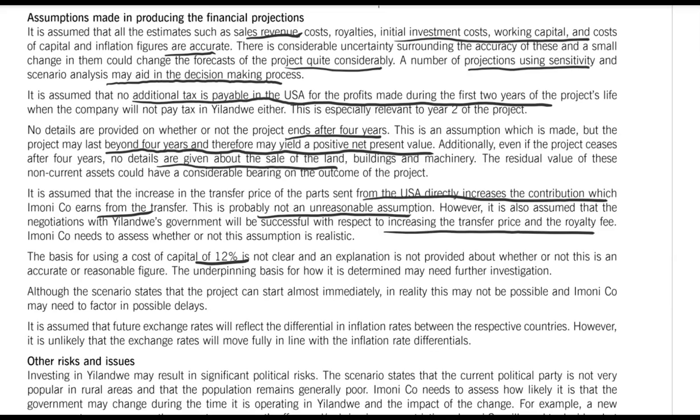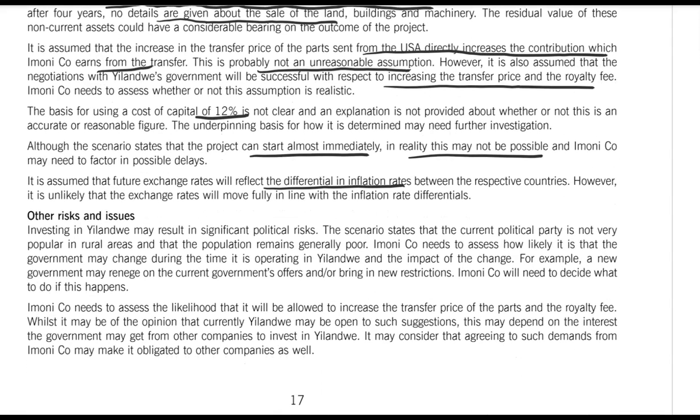Although the scenario states that the project can start almost immediately, in reality this may not be possible. It is assumed that the future exchange rate will reflect the differential in the inflation rate, but seriously, every year the exchange rate does not reflect the inflation properly. Although we assume the exchange rate based on purchasing power parity theory, normally purchasing power parity does not prevail in the short term. Other risks and issues.